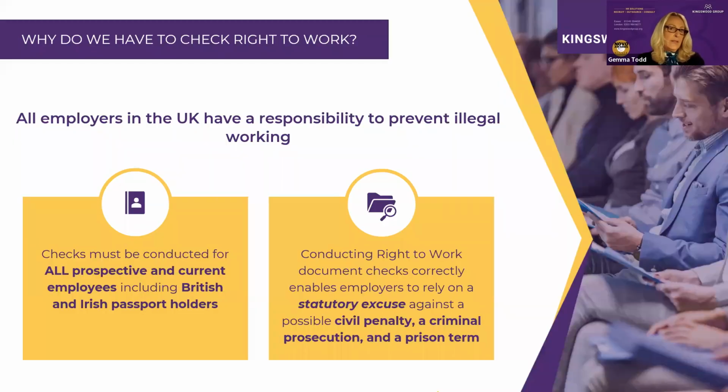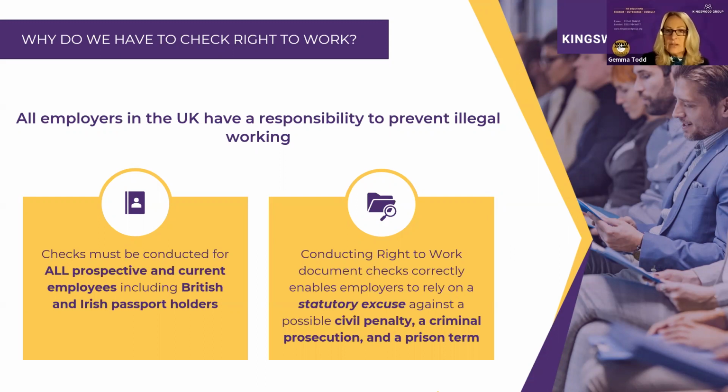So let's have a look at the first of our agenda items. Why do we check right to work in the first place? Well, as you are possibly aware, and maybe not, all employers in the UK have a responsibility to prevent illegal working. And we do this by conducting right to work checks before we employ someone to make sure that they are not disqualified from carrying out the work in question by reason of their immigration status, as well as we can check during their employment if they are on some sort of time-limited immigration status, for example, a visa. To ensure we're not discriminating, we must conduct checks for all prospective and current employees, which includes British and Irish passport holders, and not exclude them from any checking process to avoid that claim of discrimination.